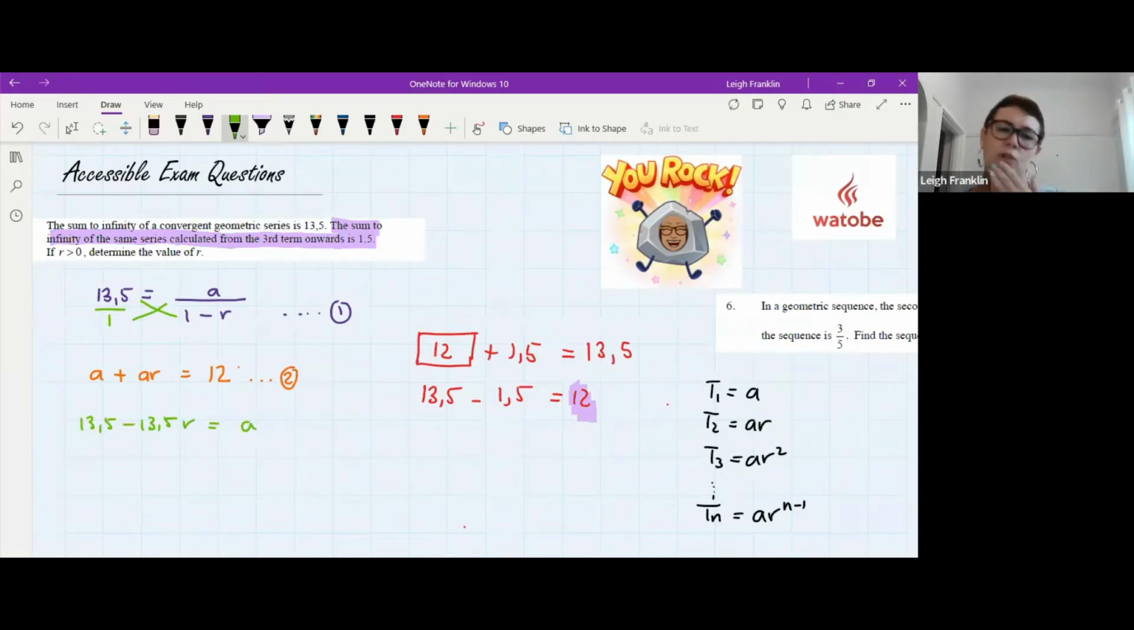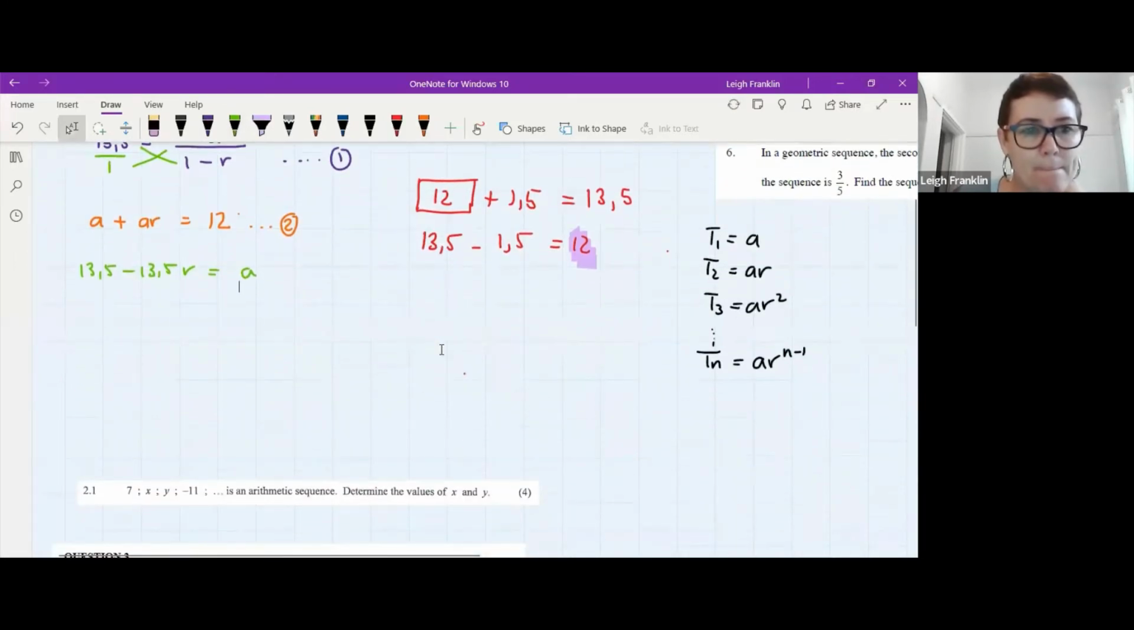Okay, now what do you think we should do? Matrix, how would we go about solving the orange and the green equation simultaneously? What do you think we should do from here? Go for it, Siatemba.